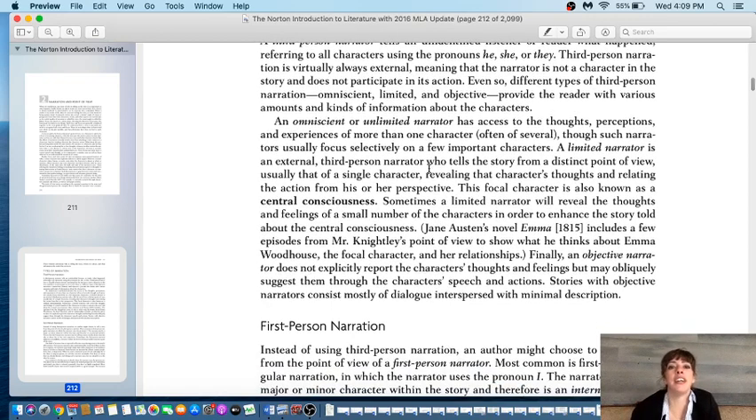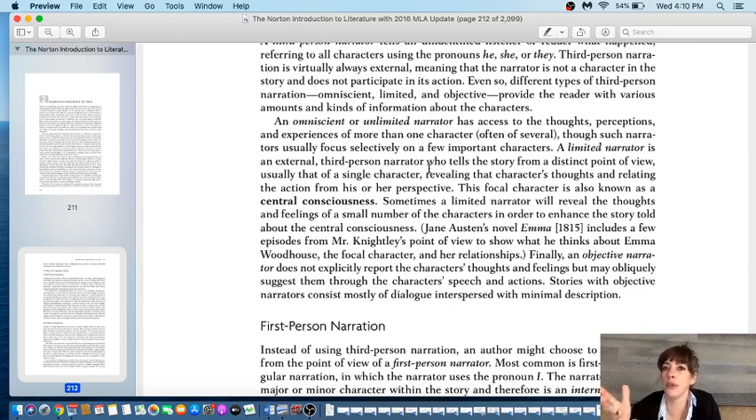A limited narrator is an external third person narrator who tells from one specific, more fixed point of view. An example of a limited third person narrator might be The Secret Life of Walter Mitty, because although it is certainly told in the third person, Walter Mitty is not speaking to us in the first person. We have access to his internal thoughts, like we would with the unlimited narrator, but we're only seeing through his eyes. So I'm wondering if we could consider that a limited narrator.